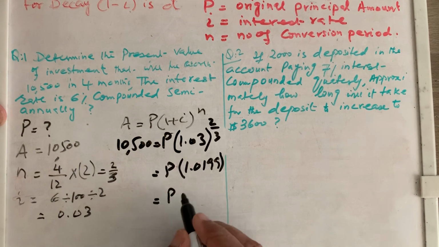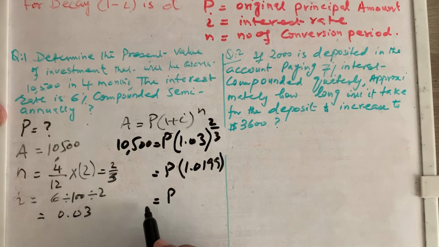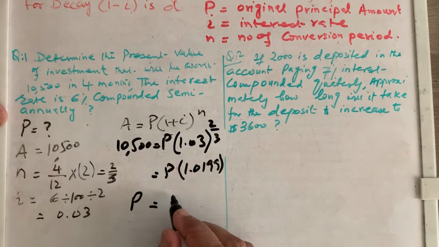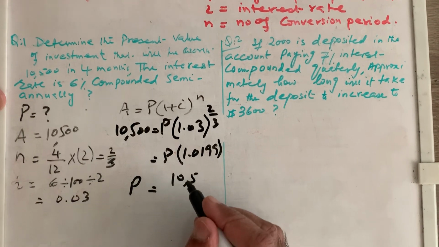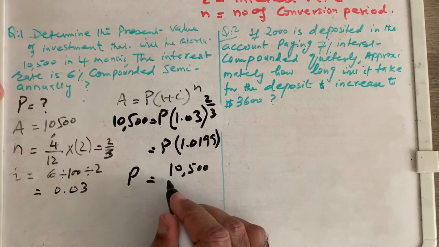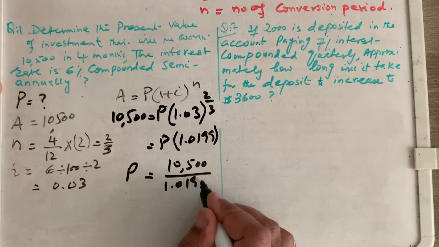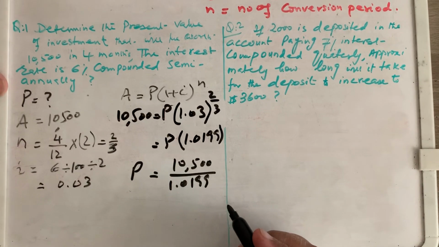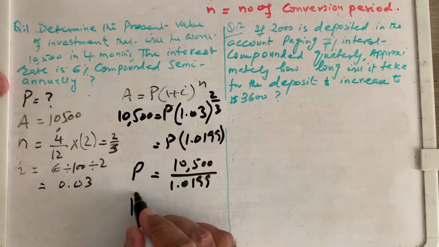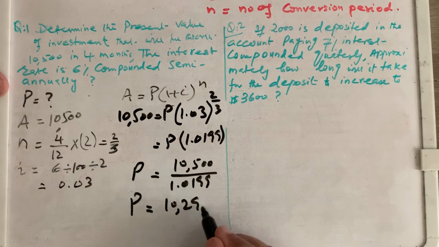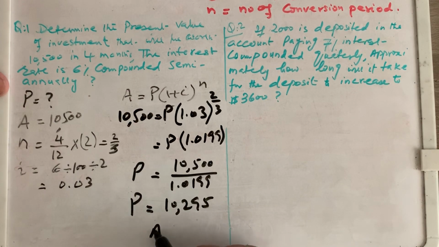So P times that, or P equals, I can flip the equation like this. P equals 10,500 divided by 1.0199. If I simplify this, I will get P equals $10,295, and this is my answer, right?